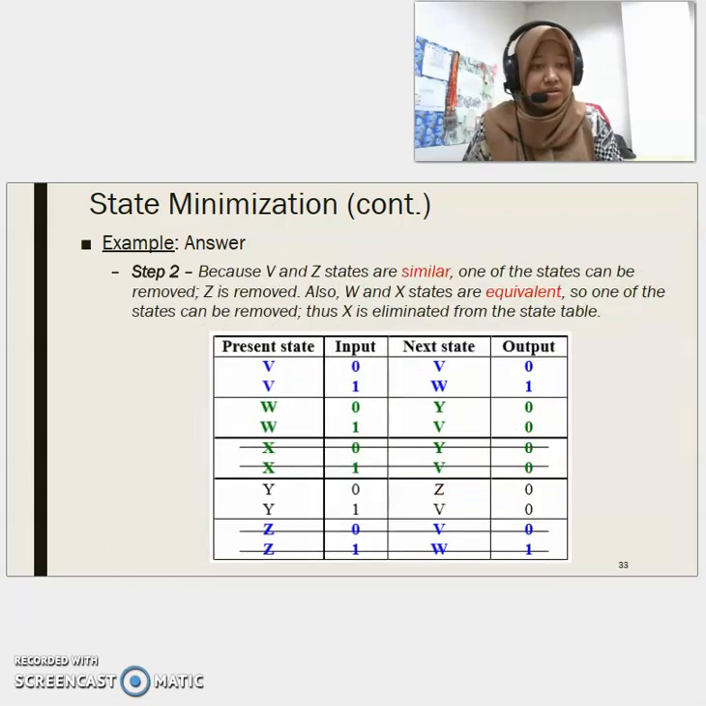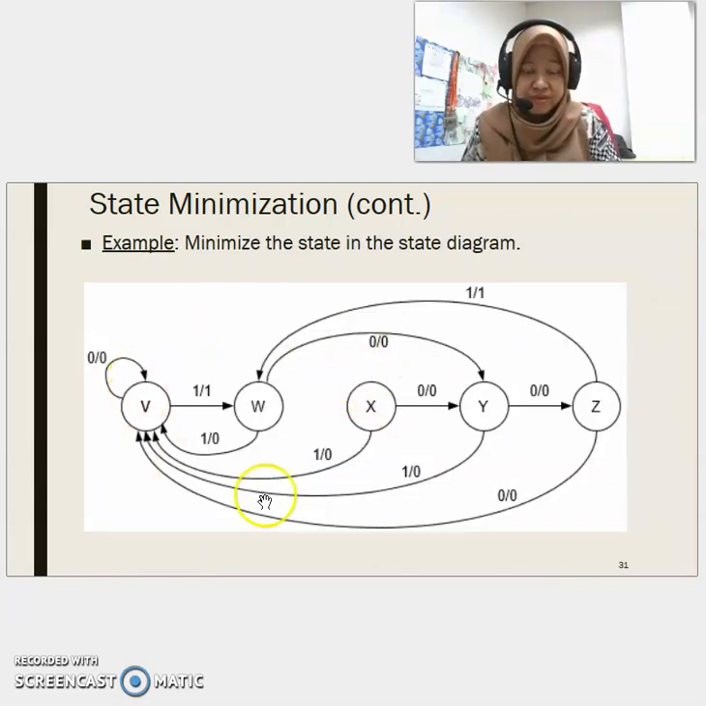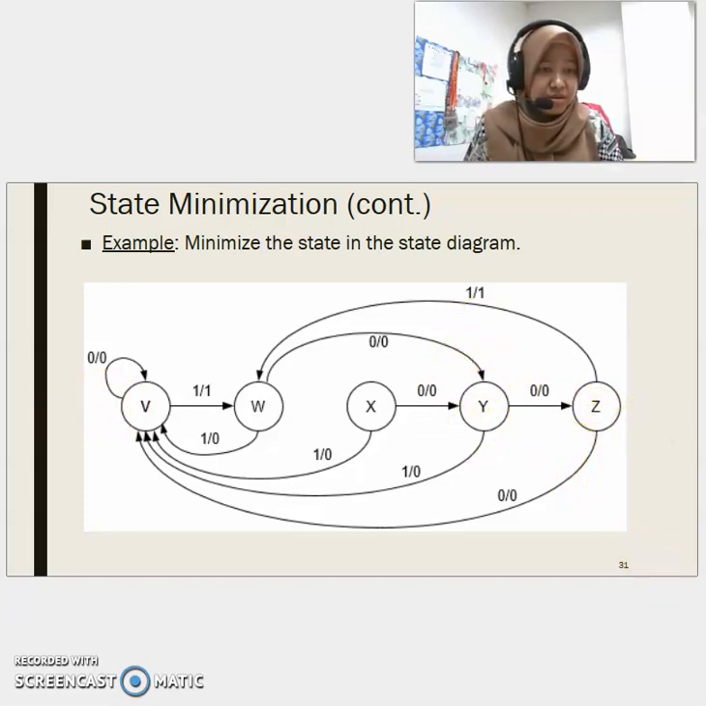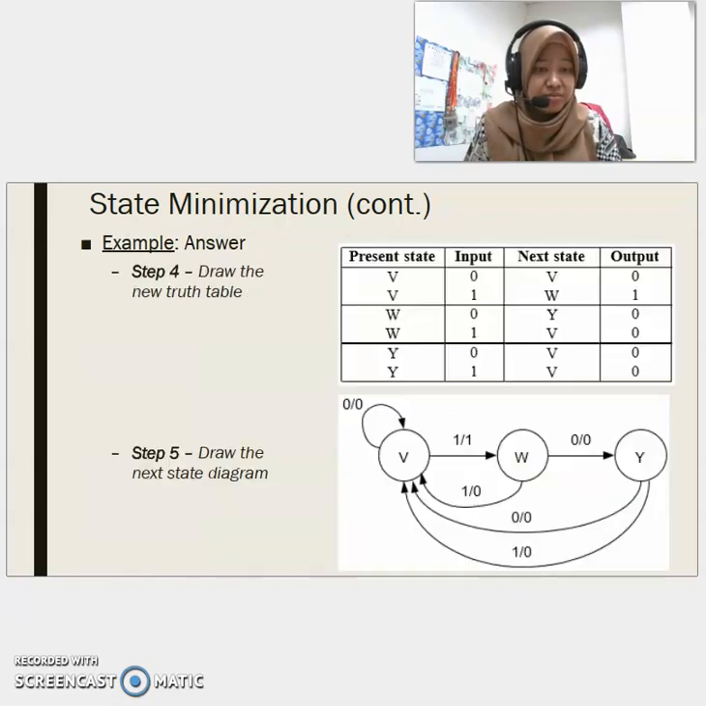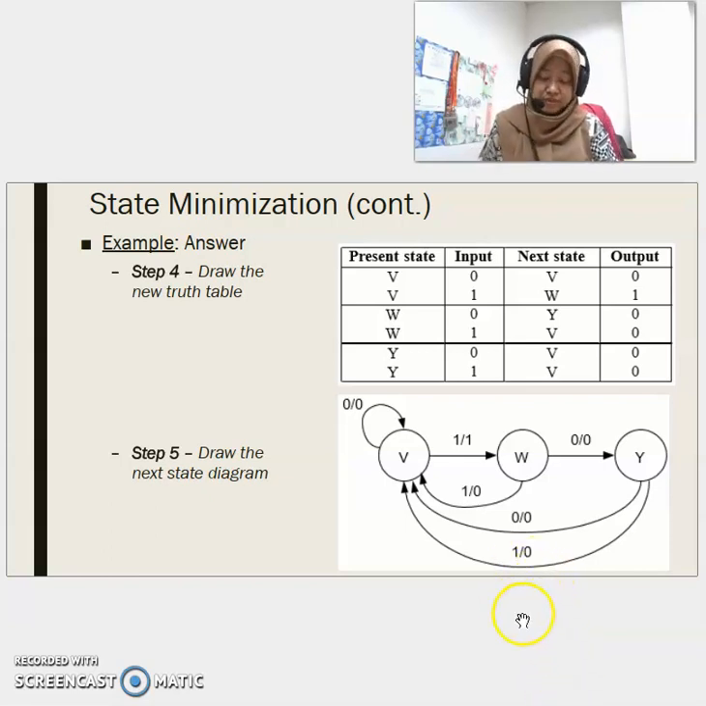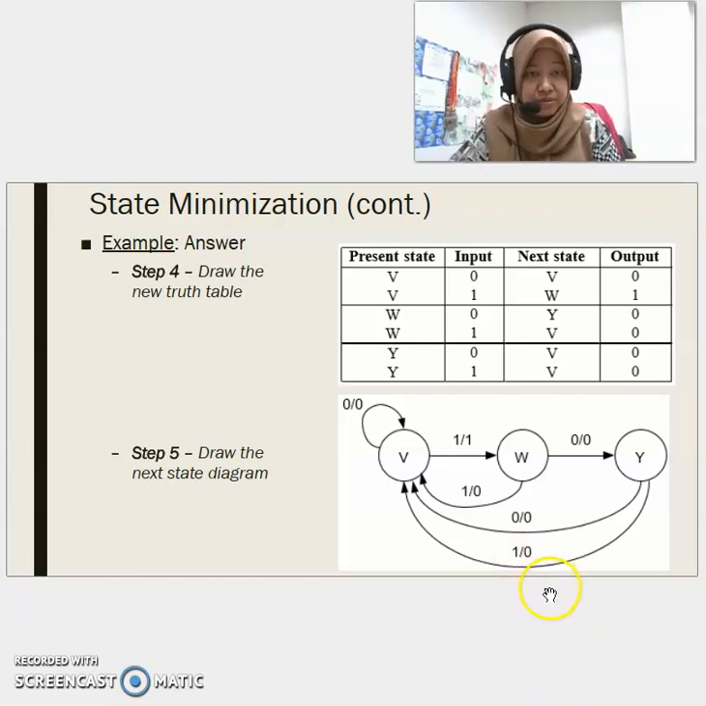All right, so let's recall the first version of the state diagram before the state minimization. It looks a little bit confusing, right? Because of too many arrows over here and too many states. After the state minimization process, this is our revised state diagram, which we can use to proceed with our design.